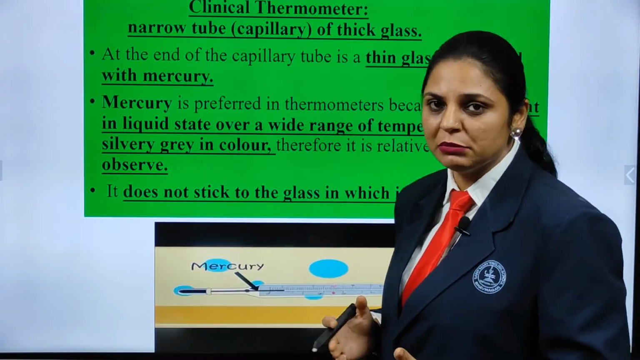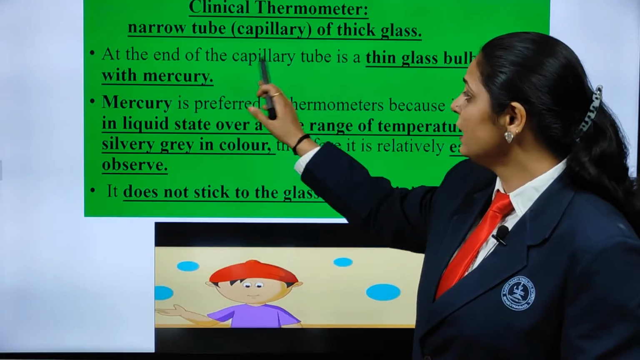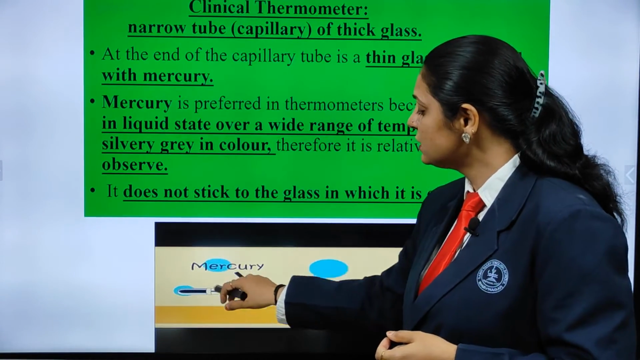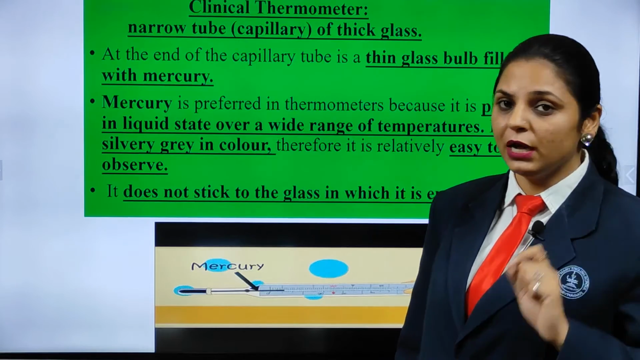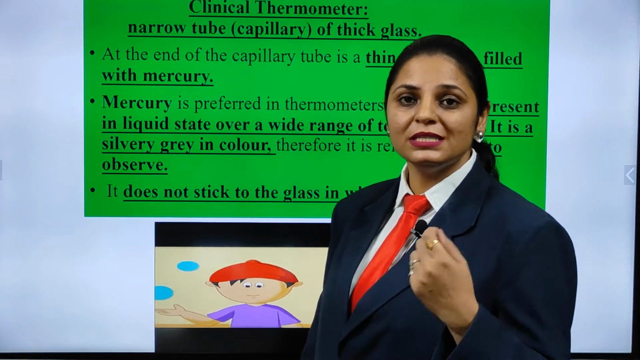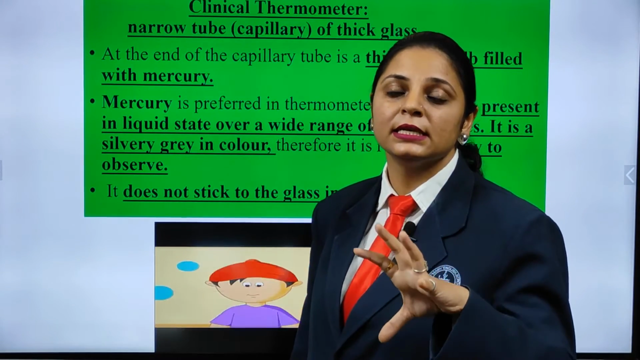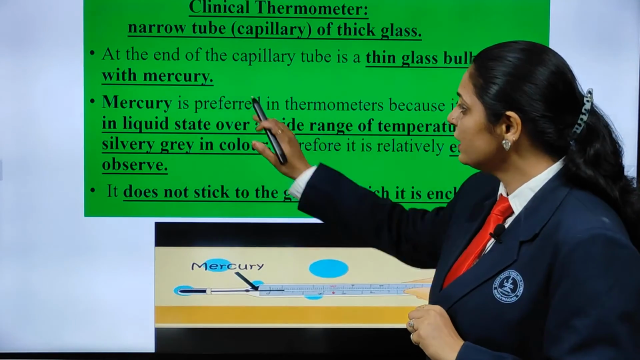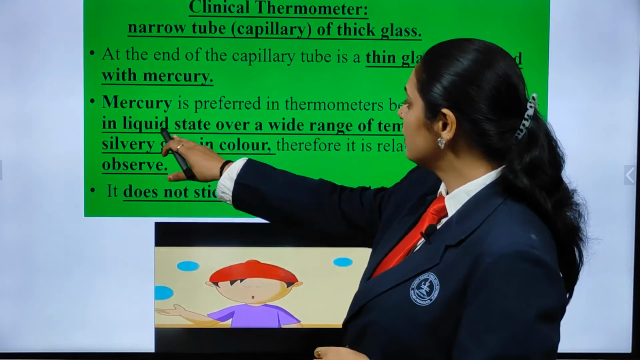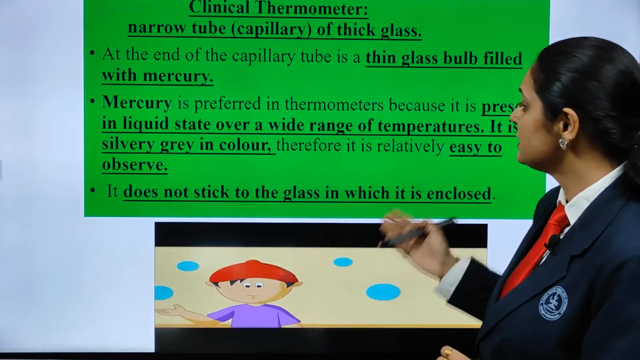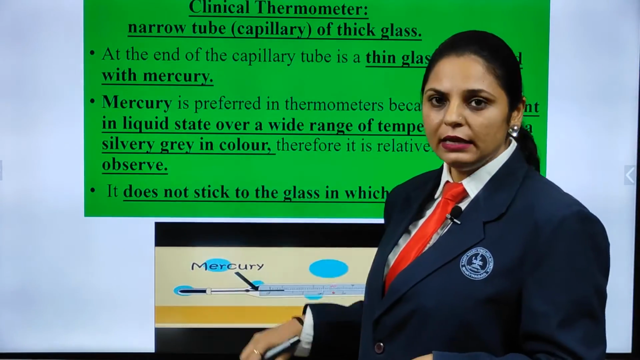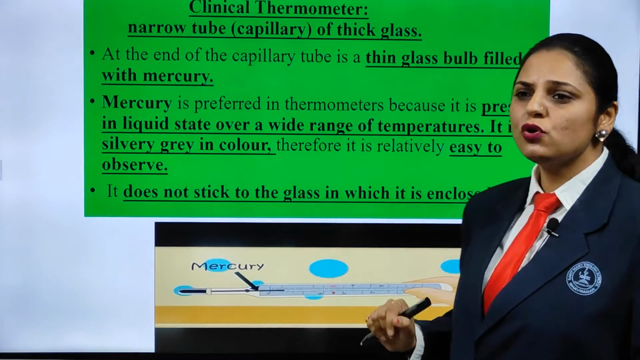Many of you have seen the thermometer, and at the end of the capillary tube there is a bulb. Here you can see the area that is known as the bulb, and the bulb is filled with mercury. Why is mercury used in this case? Because mercury expands quickly as it gets in contact with heat. That's why mercury is preferred, and it is liquid even at room temperature. Mercury is preferred in the thermometer because it is in a liquid state over a wide range of temperature. It is silvery gray in color, and it's easy to observe.